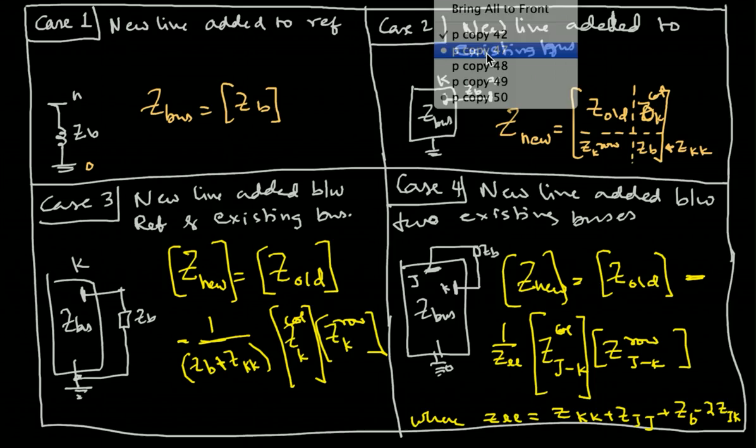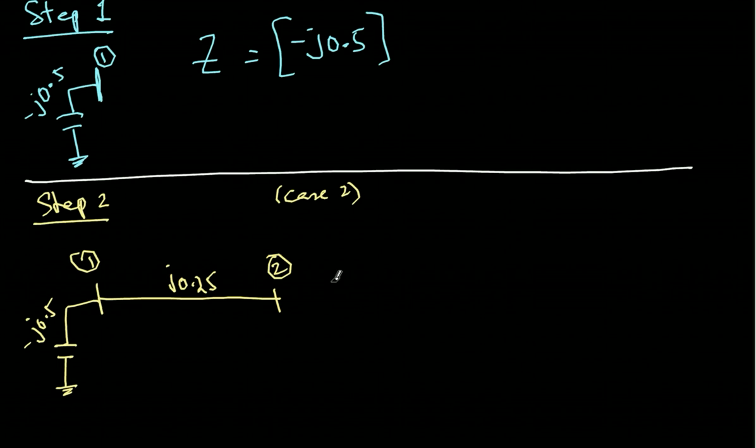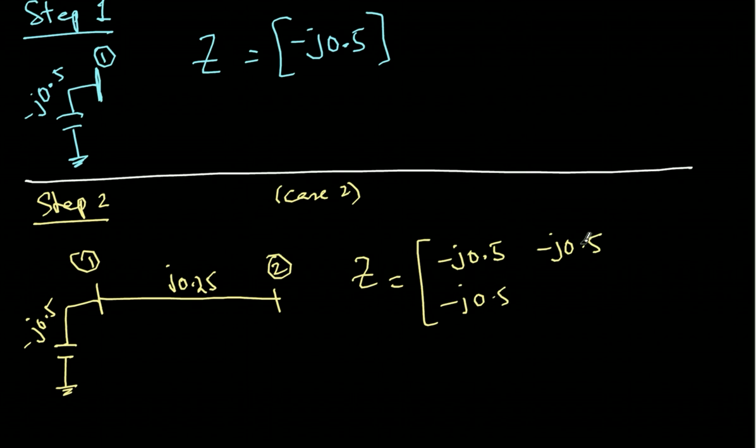So let me go back to this. So what will be my Z bus? Minus J0.5 will be the same. So minus J0.5 will come here. Minus J0.5 will come here. So I copied the first column, copied the first row.